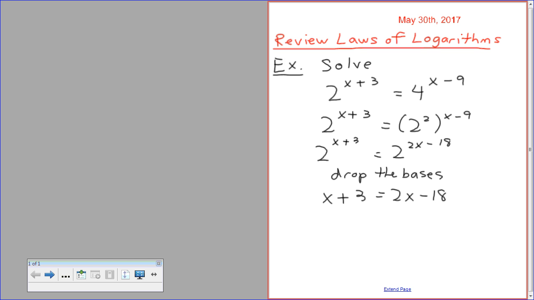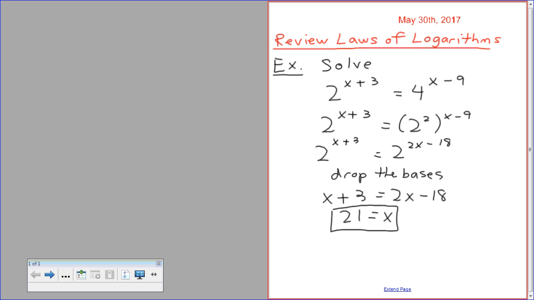So what happens here is, when the bases are the same, that means the exponents are the same. So you can just do the algebra with the exponents. So I'm just going to solve that, and that means 21 equals x. And that's the end of the question. Is this coming back to most of you, hopefully from grade 11? That type of question?